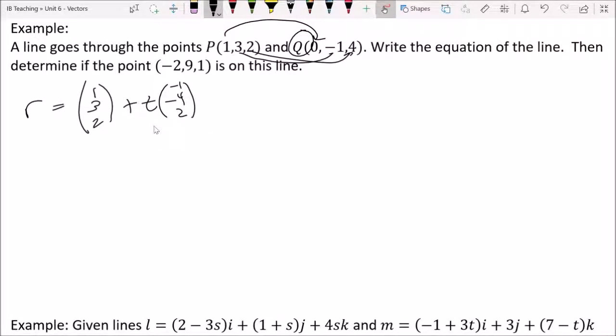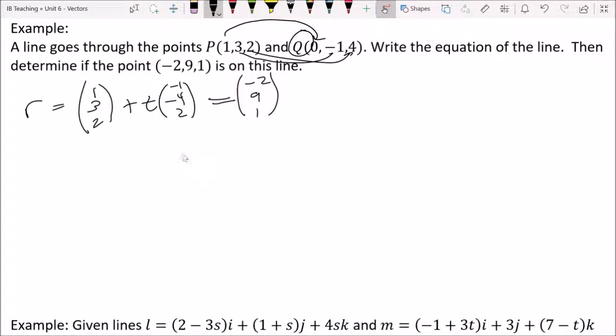Now, we're asked to determine if the point (-2, 9, 1) is on the line. So what I'm going to do, I'm going to try to figure out if this line is ever equal to those values. So I drop them in. I say, I don't know. I'm not sure, but if it's possible, then there'll be some value of t, because that's the only variable, there'll be some value of t that makes that equation true. So what we're going to do is we're going to solve this and see if it's true.